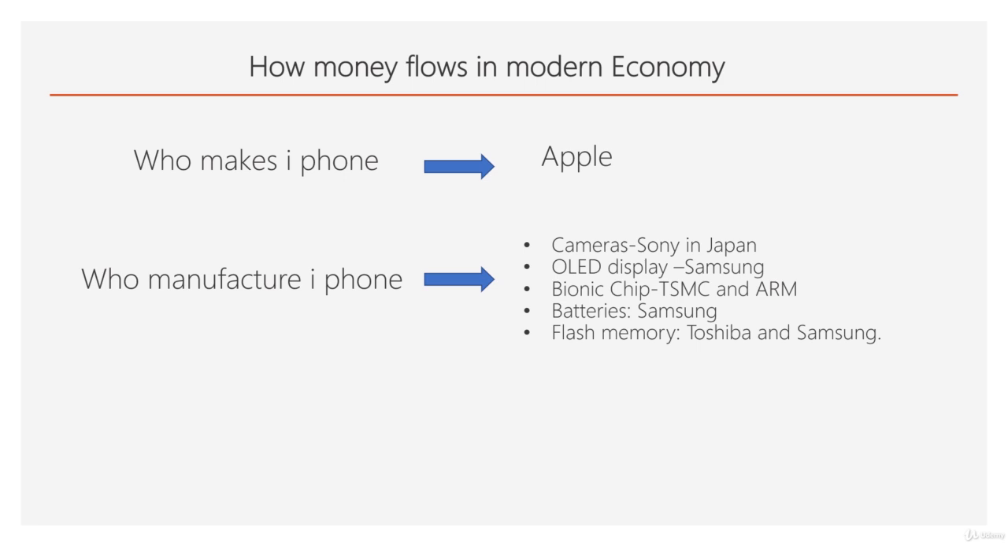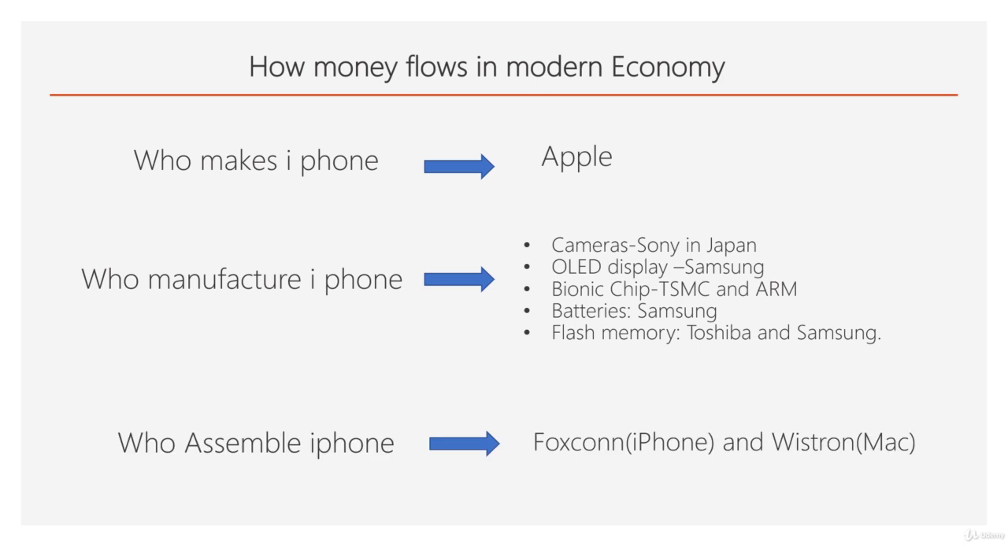Now I'll ask a third question to you. I know I'm asking so many questions, but the third question is, who assembles your iPhone? Okay, so you think Apple might not be manufacturing it, but it might be assembling it. Apple is not assembling your iPhone. Foxconn and Wistron are assembling Apple devices. Foxconn is assembling almost 70-80% of iPhones, and Wistron is assembling almost 70-80% of Macs, and maybe even more than that. Now that's all about your iPhone.